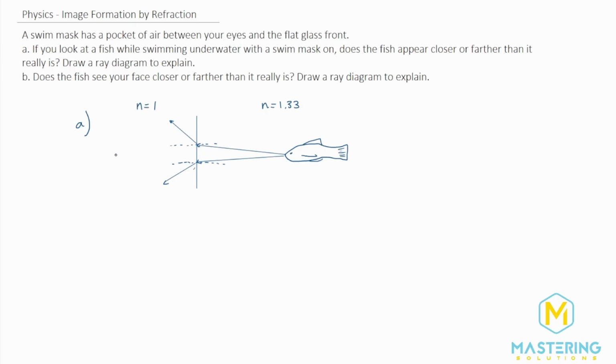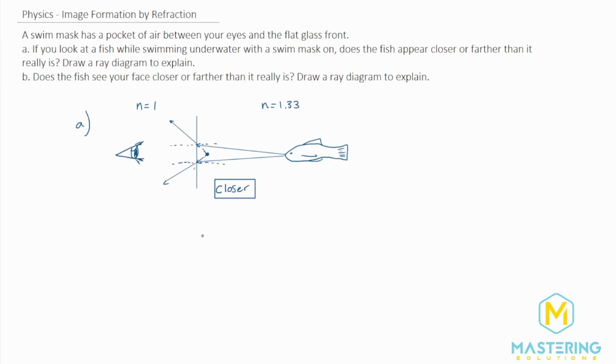So for us, we're looking from the mask here, right? So this is our eye. And to us, what we see is these light rays after they're refracted. And so if we extrapolate it back, to us, when we're looking from the index of refraction of 1 into here, it's going to appear to us that the fish is actually closer than it actually is. The fish is back here, right? This is where the image will look to us.